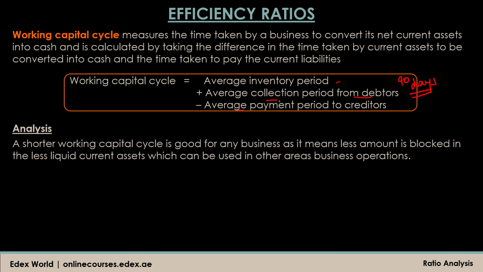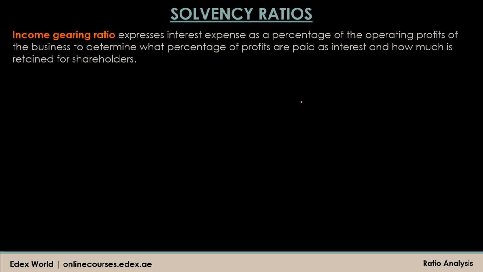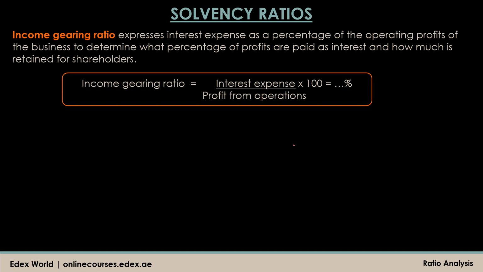So that completes our efficiency ratios, where we've seen two ratios that can analyze more aspects of efficiency of our business operations. Now let's go on to the solvency ratios. The first one under solvency ratio will be the income gearing ratio, which is calculated as the annual interest expense, divided by the profit from operations multiplied by 100. This will be calculated as a percentage.